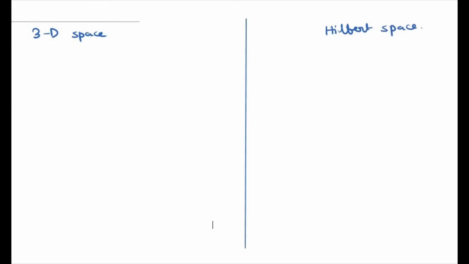I hope you are satisfied with this much, that it is just a vector space, just like our 3D space is a vector space. Similarly, instead of 3D space, we can have momentum space. So Hilbert space is also a vector space like that. In 3D space, we have these vectors i, j, and k. So these are the basis actually. Let me write it as basis.